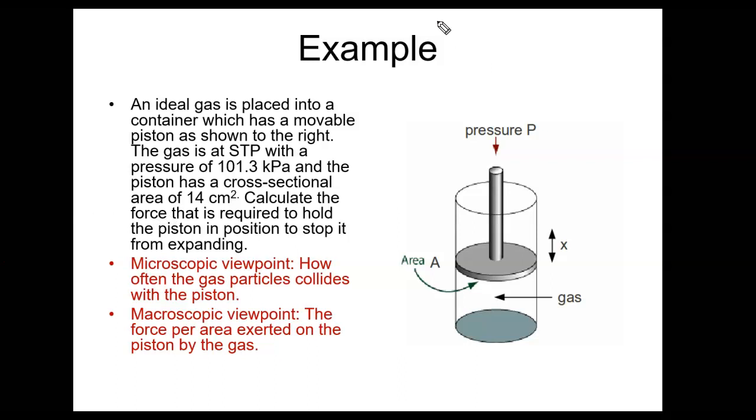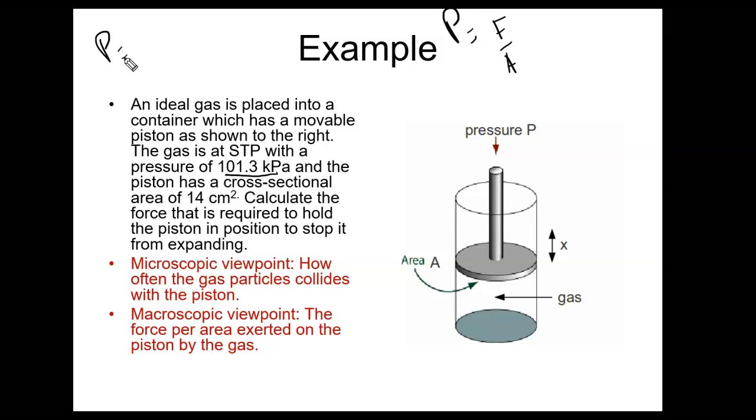Remember, pressure is force per area. The force we have to apply down on the piston to stop it from expanding has to be equal to the force exerted up on the piston. Now again, why is there a force up on the piston? Because these gas particles are running into the piston from below. They're going pow, pow, pow, pow, pow, billions of times per second. So that means there's a force up on the piston, and we have to apply a force down to stop it from expanding. We are given that the pressure is 101.3 kPa.